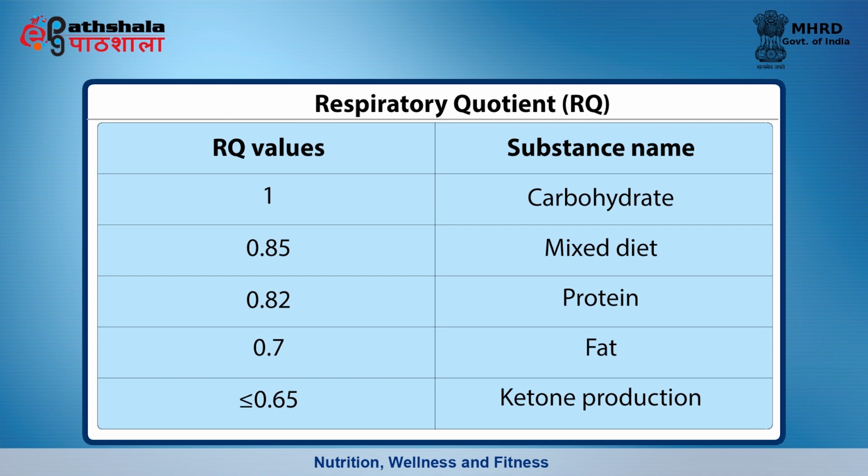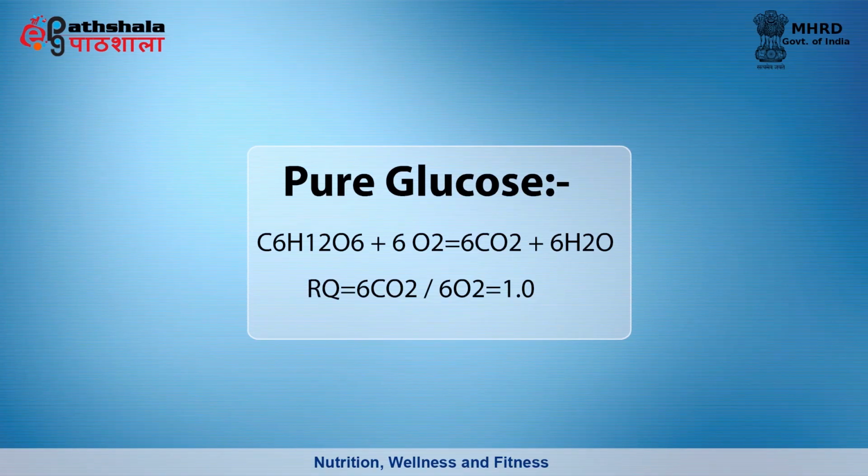The table states that the RQ value for carbohydrate is 1, for mixed diet it is 0.85, for protein it is 0.82, for fat it is 0.7, but in case of ketone production it is less than or equal to 0.65. RQ differs for different foods. Let's take an example of pure glucose. RQs that are greater than 1 are associated with net fat synthesis or excessive total caloric intake, as compared to RQ very low, which can be observed in conditions of undernutrition.